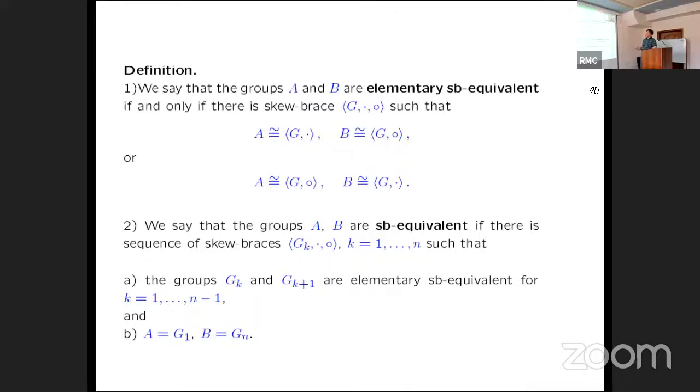And we say that two groups A and B are SB equivalent if there is a sequence of groups G_k such that the groups G_k and G_{k+1} are elementary SB equivalent for k from 1 to n minus 1, and A is equal to G_1 and B is equal to G_n. It's not difficult to see that this relation is an equivalence.